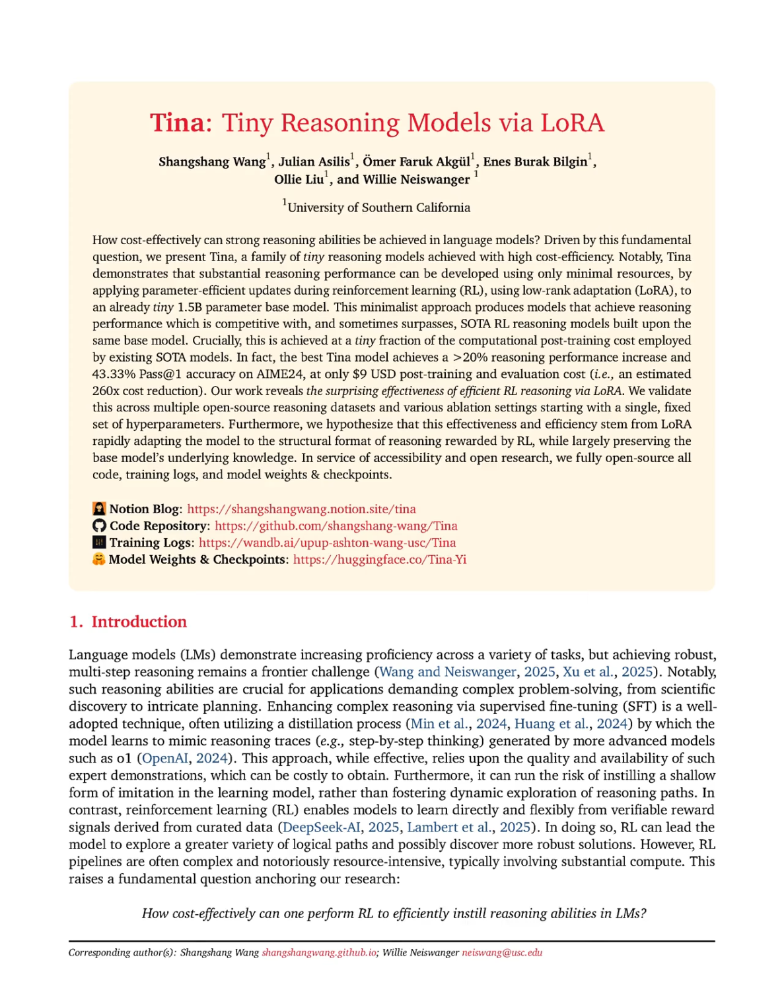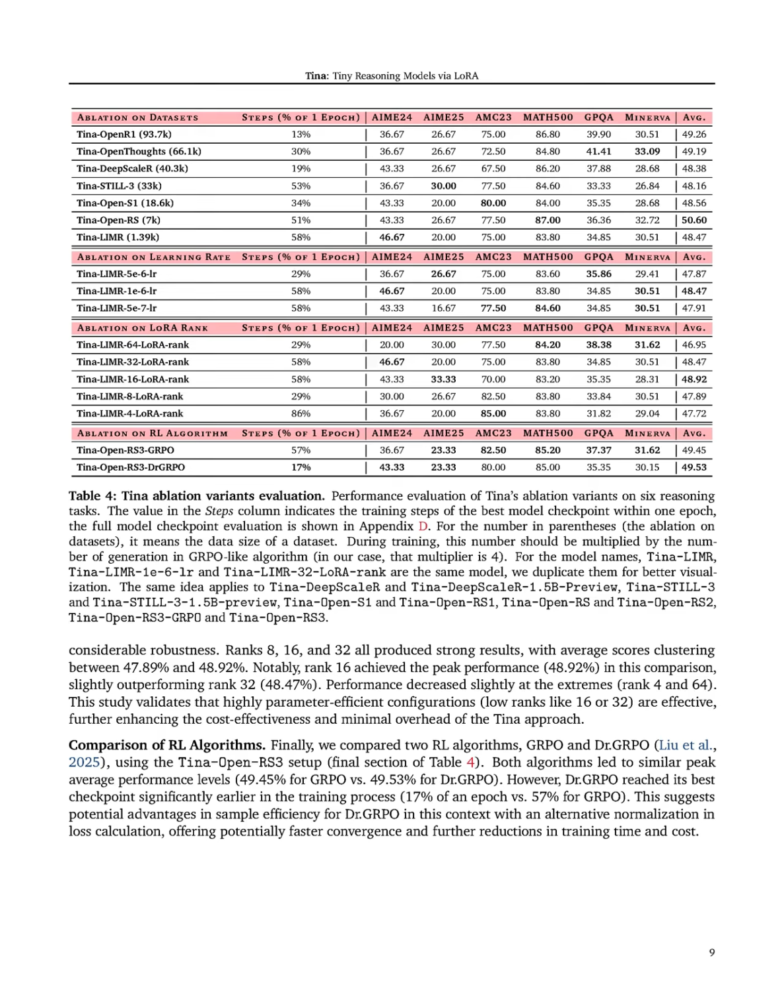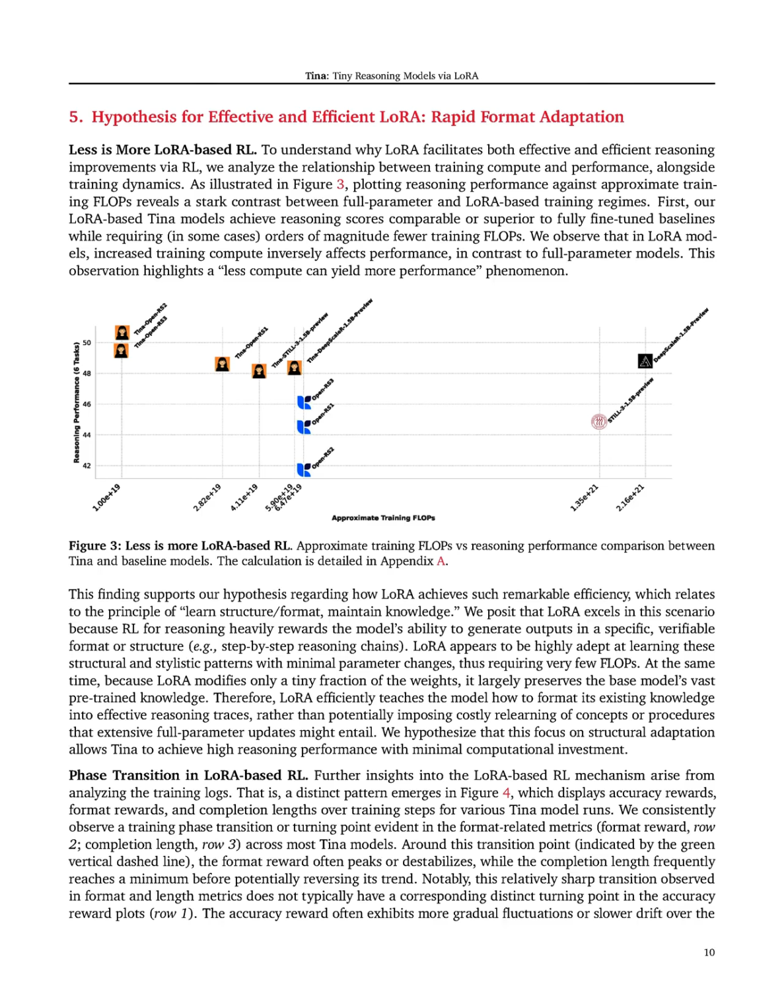The TINA method aims to address the challenge of enhancing reasoning capabilities in language models, LMs, while minimizing computational and financial costs. Specifically, it seeks to improve multi-step reasoning abilities, which are crucial for complex problem-solving tasks, by utilizing a compact 1.5B parameter model and employing low-rank adaptation, LoRA, during reinforcement learning, RL. This approach allows for efficient parameter updates, enabling the model to learn effective reasoning strategies without the extensive resource demands typically associated with full parameter training.